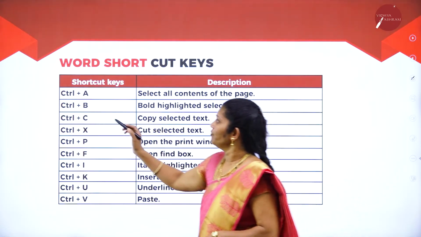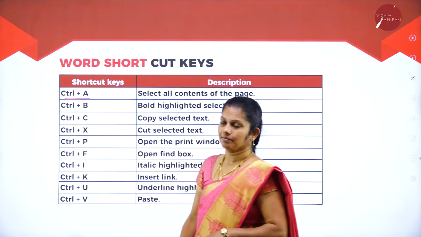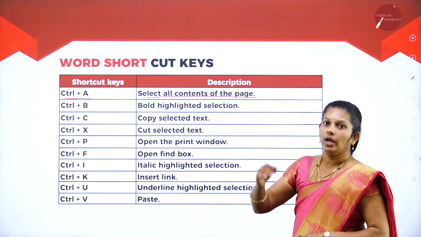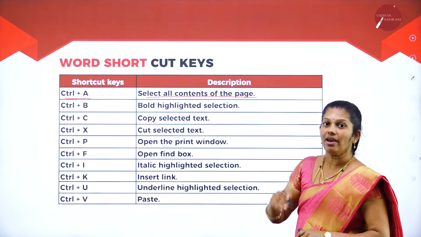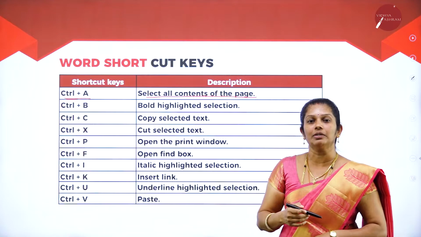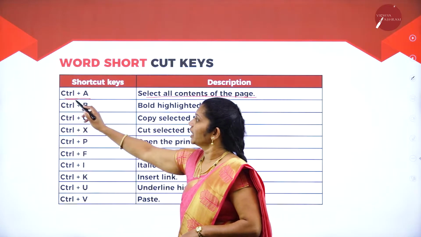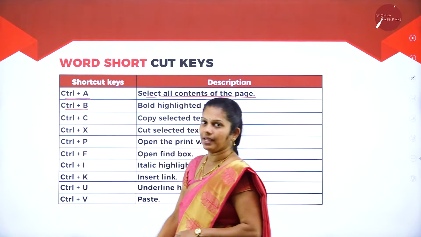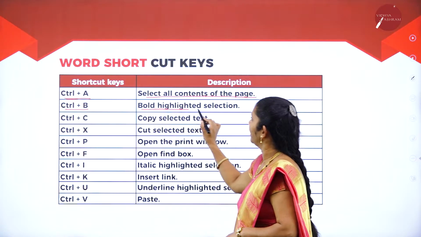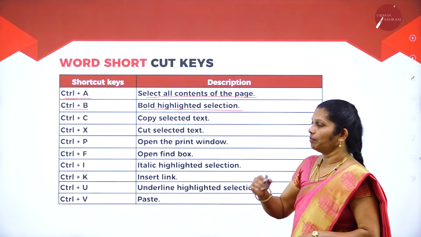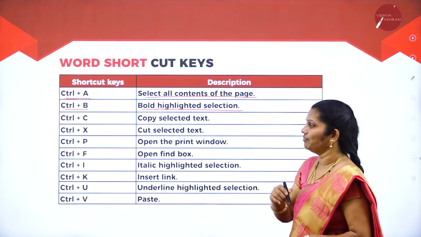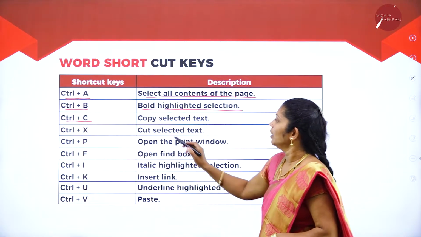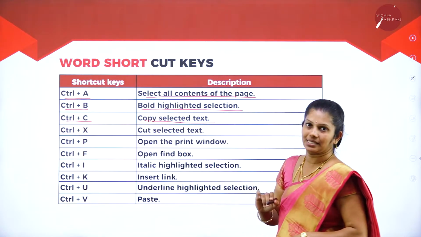For example, if you use Ctrl+A, it selects all the contents of the page. Whichever contents we have in that page, everything at the same time we can select. To perform that, Ctrl+A, select all. Then Ctrl+B, it bolds the selection. It means that when you want to make the text bold, we can use this. Ctrl+C, here copy the selected text.